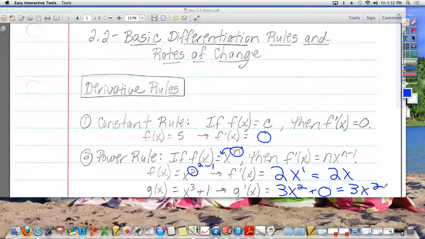So, would you choose to do this, or would you choose to go back and do the limit as the change in x approaches 0? Of course you would.